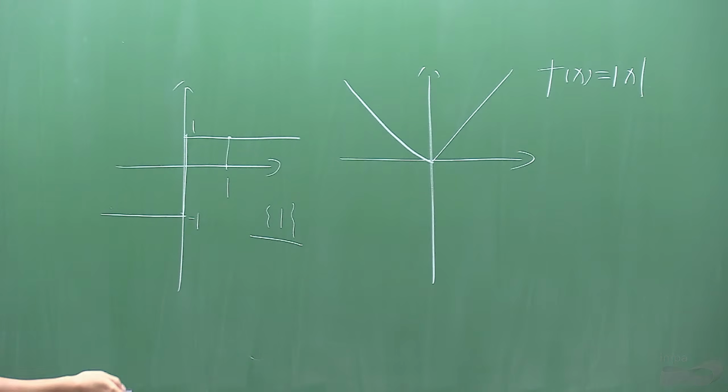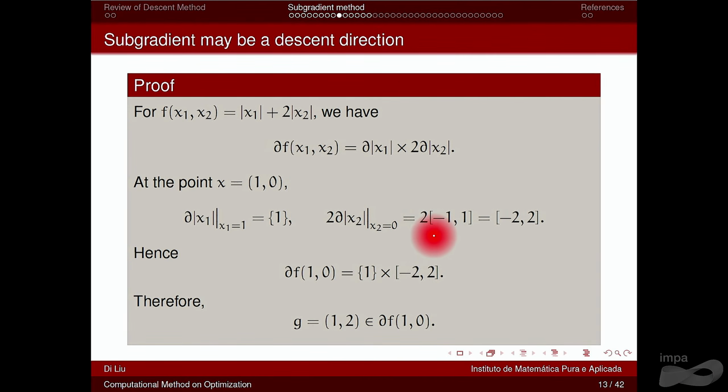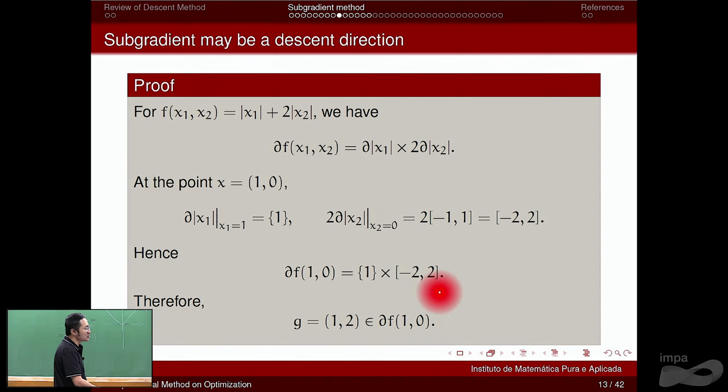But you need 2 times, okay? You have a 2 here, so it's from minus 2 to 2, okay? So the subgradient of this function f at point (1, 0) is 1 times the interval minus 2 to 2, okay? And we can check this (1, 2) belongs to this subdifferential, okay? Oh, I'm sorry. Here, this 1 times this interval is the subdifferential because it's the set of the subgradients.